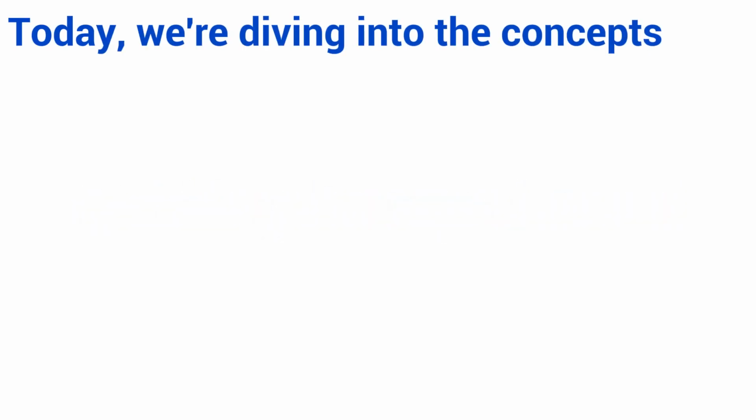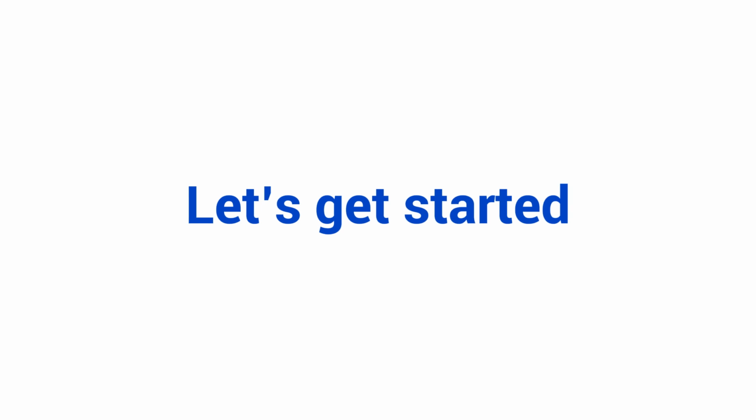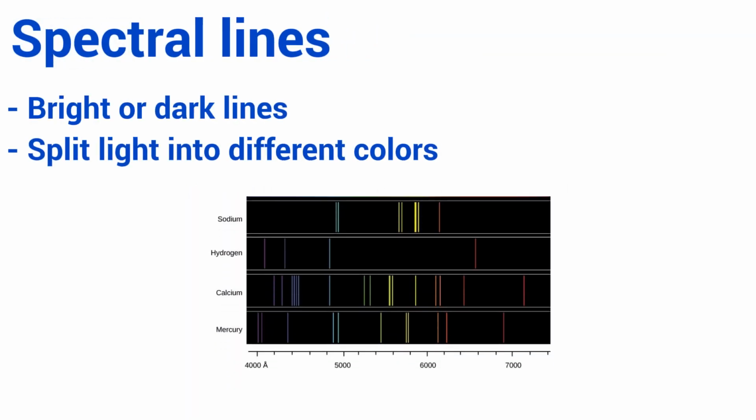Today, we're diving into the concepts of spectral lines. What are they? Why do they form? And most importantly, what can they tell us about atoms? So, let's get started. When we talk about spectral lines, we're talking about the bright or dark lines we see when we split light into different colors, like a rainbow.